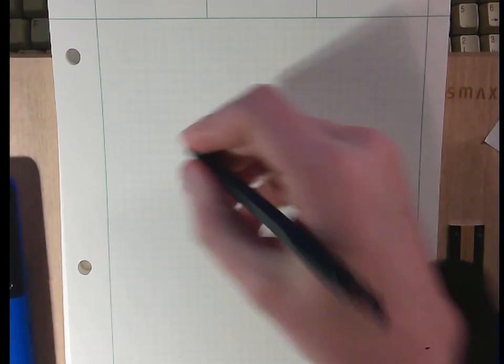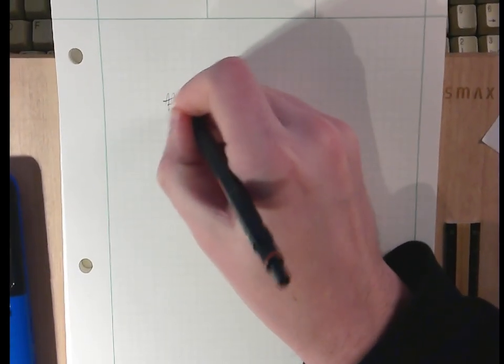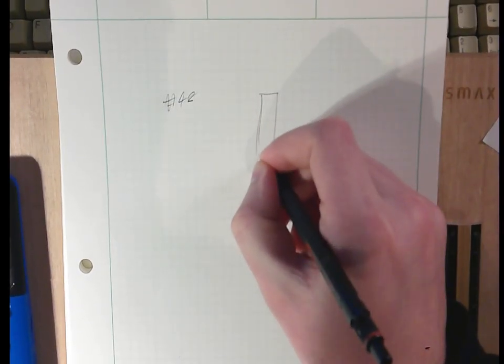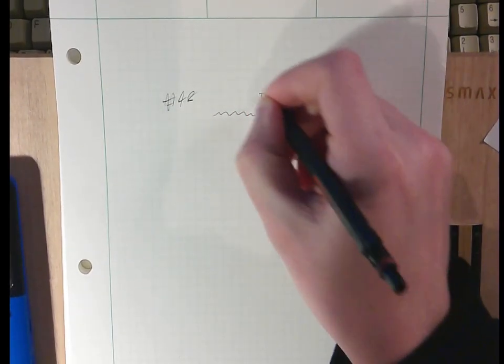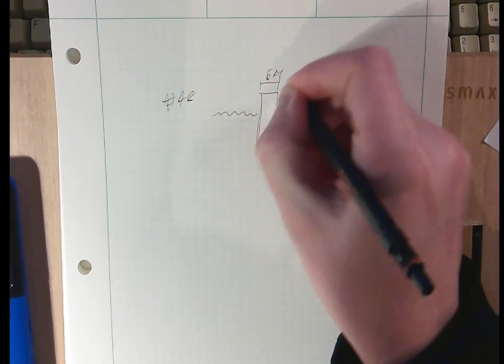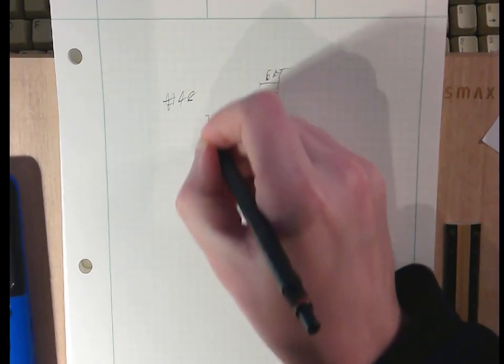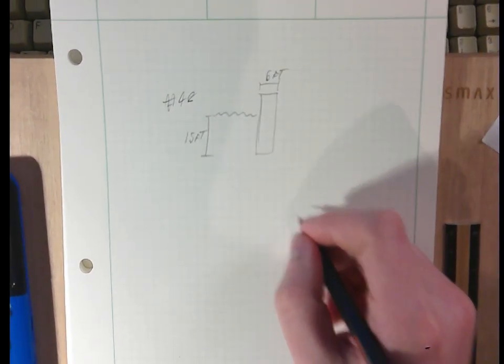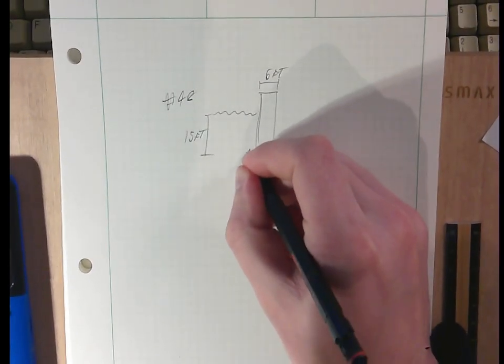All right, so this is problem 2.48. So we've got a wall here, looks like this. Here's water. We know that this is 6 foot here. We know that this is 15 foot here. And this is our point A.